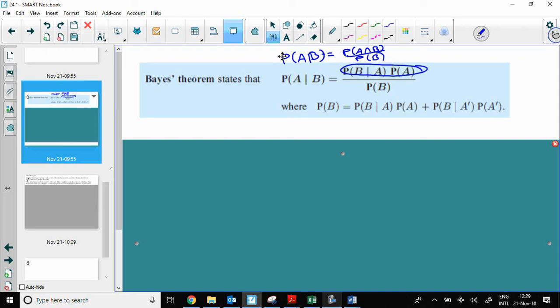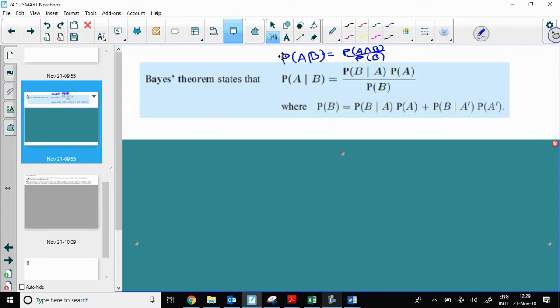And again, notice that this formula is completely symmetrical, right? We could swap some things around. We could put this in the numerator. We could put this in the denominator over there, and then we'd get probability of B given A is equal to probability of A given B times probability of B divided by probability of A. Okay, great. Let me erase some of that mess.